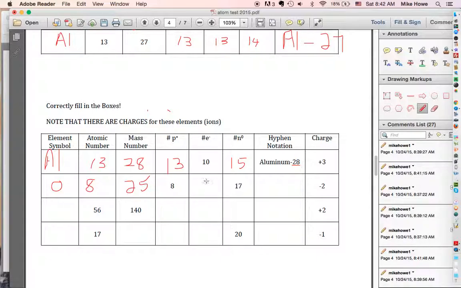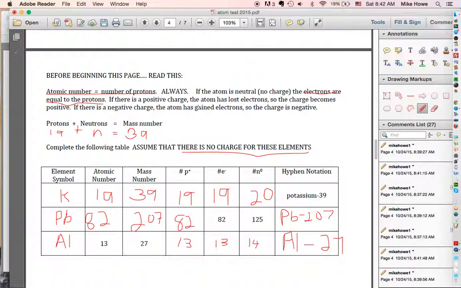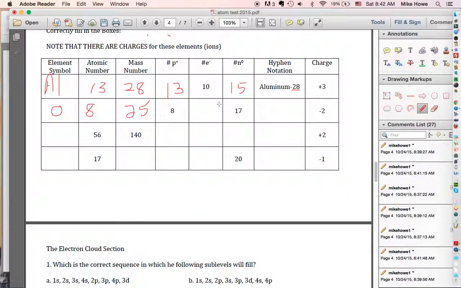And the electrons are usually equal to protons. So there should be 8. But wait, there's a charge. So since the charge is negative, have you lost or have you gained? So you go back to the top of the page. If there's a positive charge, you've lost. If there's a negative charge, you've gained. So that negative 2 must mean that it has gained 2 electrons. So instead of having 8 like we should, we now have 10. And the symbol is O, and hyphen the mass is 25 in this case. So O-25.